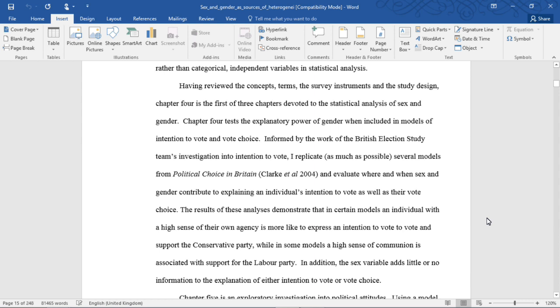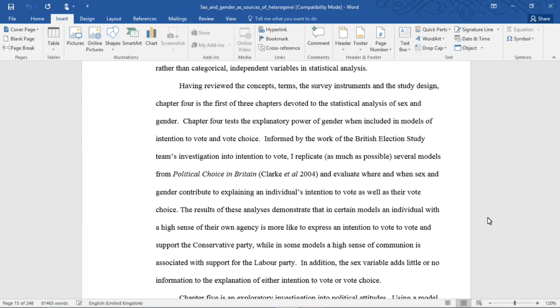Chapter 4 tests the explanatory power of gender when included in models of intention to vote and vote choice. Informed by the work of the British Election Studies team's investigation into intention to vote, I replicate as much as possible several models from Political Choice in Britain and evaluate where and when sex and gender contribute to explaining an individual's intention to vote, as well as their vote choice.